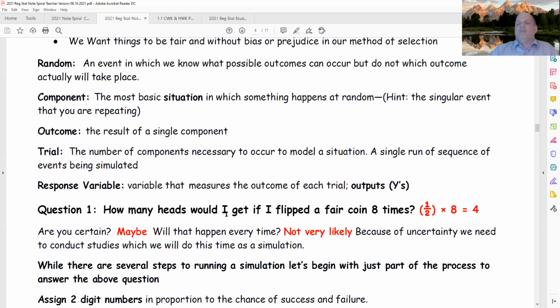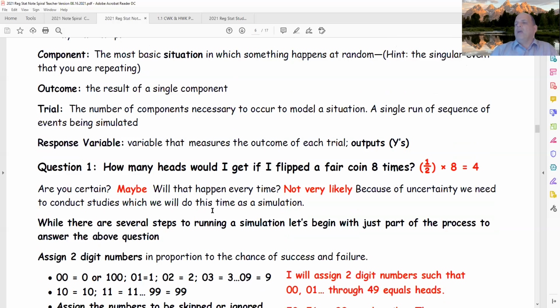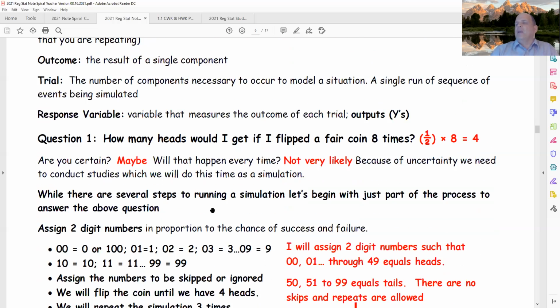So there are multiple ways to run simulations. Right now, we're going to start off with 2-digit numbers, and we're going to practice assigning the numbers of chance and failure. So off to the side, I made a list of possibilities. I could get 00, 01, 02, 03, all the way to 99. I can't get 100 because 100 is a 3-digit number, so I can only use 2-digit numbers. So we can either use 00 for 0 or we can use it for 100.